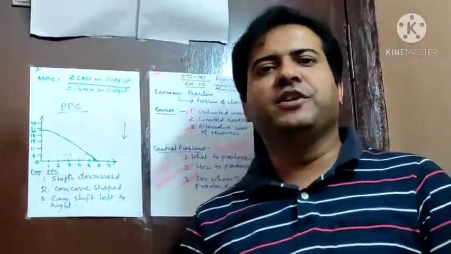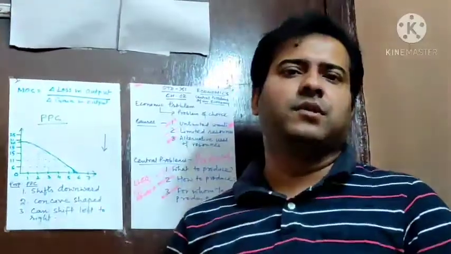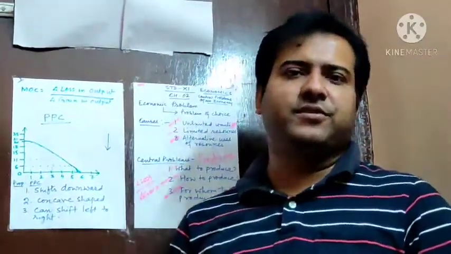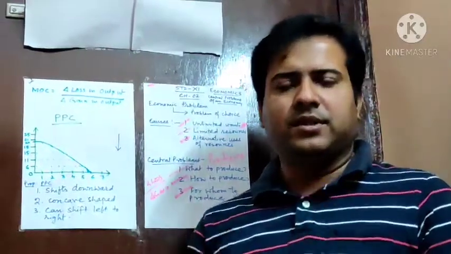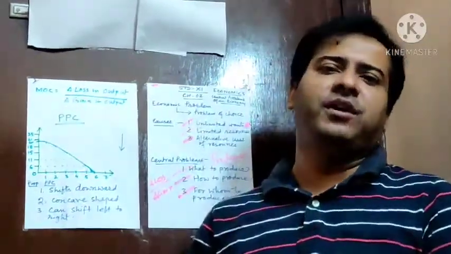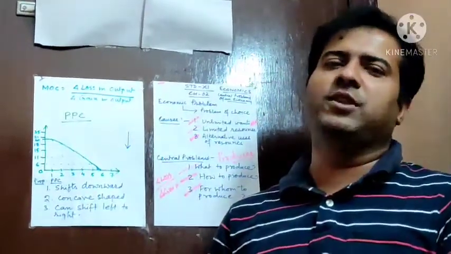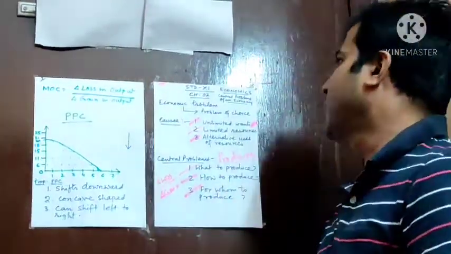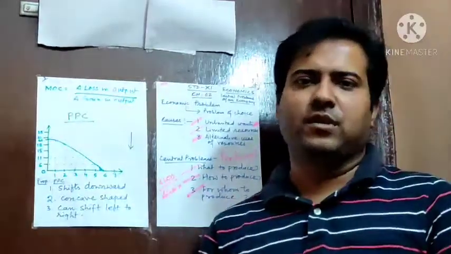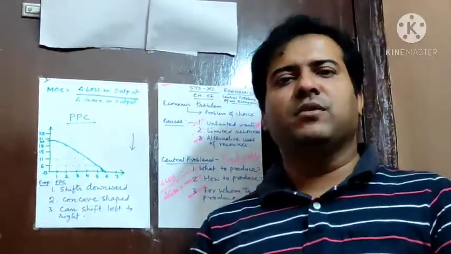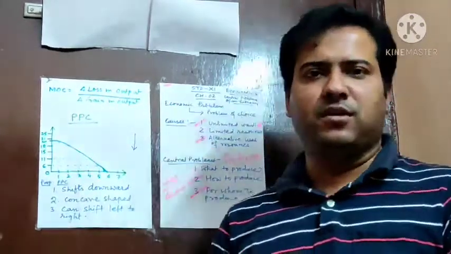I am making this video for standard 11. Subject is economics. This is the third part of my video. We were discussing chapter number 2. Name of the chapter is Central Problems of an Economy. So without wasting time, let's start the third part.